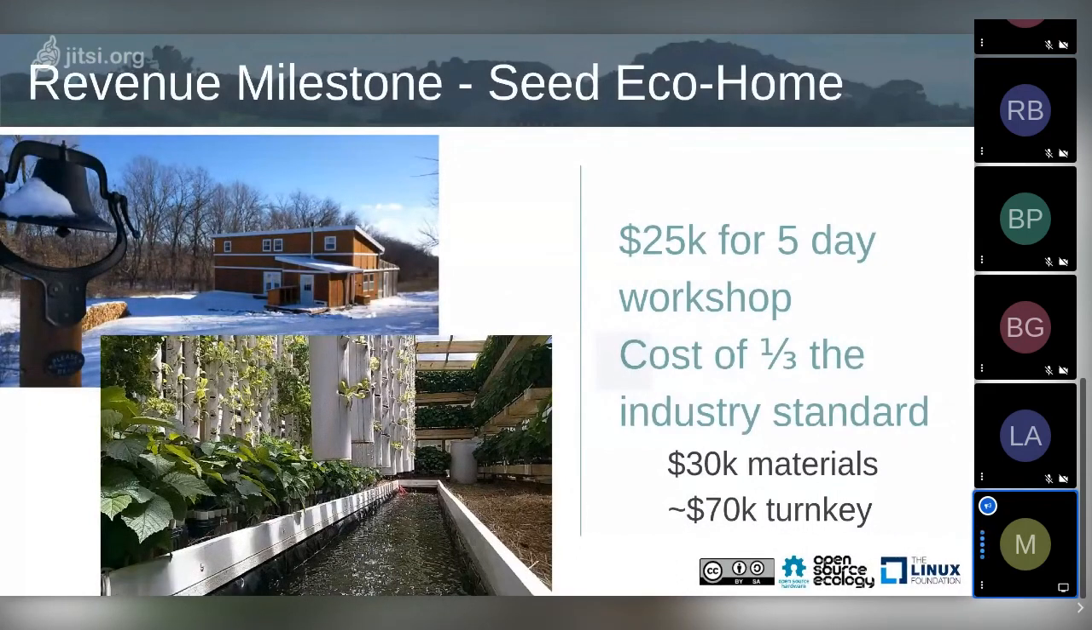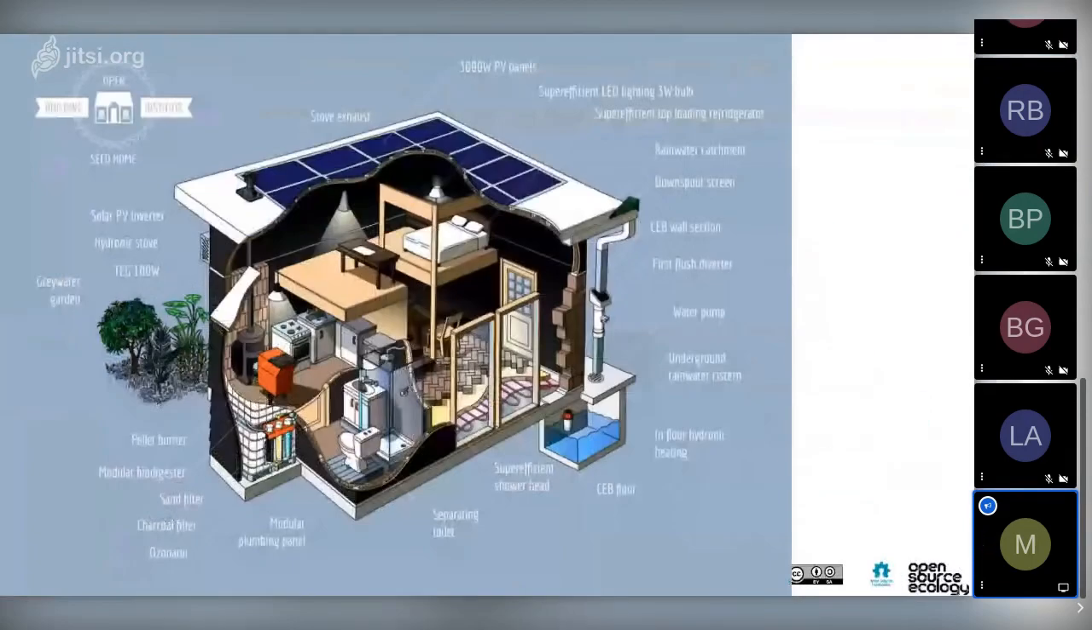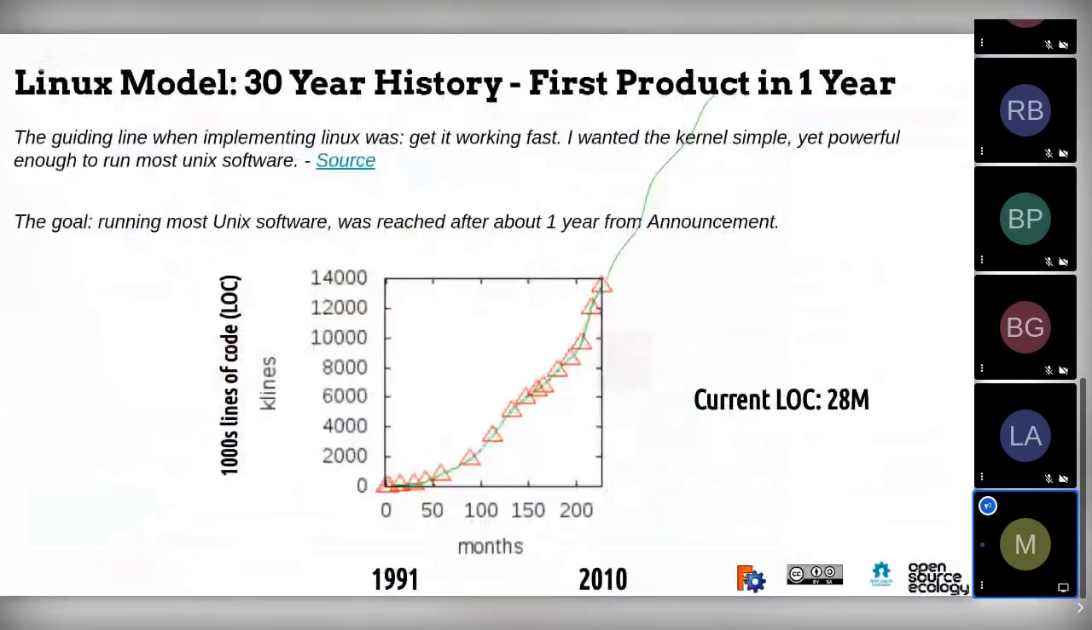And our goal here, when we set out on this, was to create a house that cost $70,000, that we're actually selling to people. So that's the part that we're working on, and actually probably doing a little better than that. So that's the concept model of this house. It's off grid.